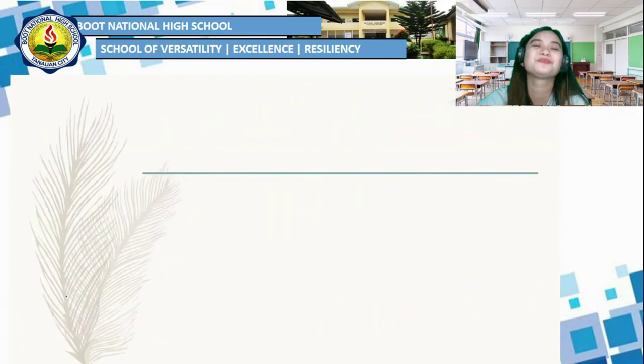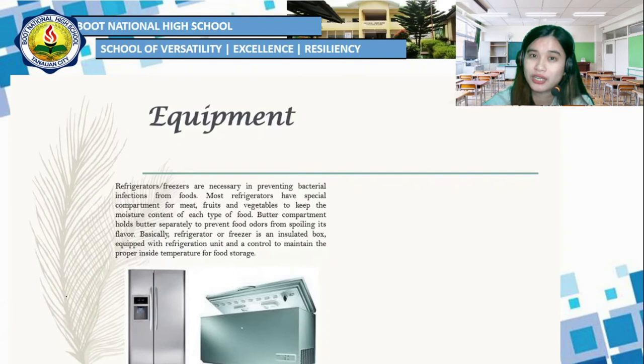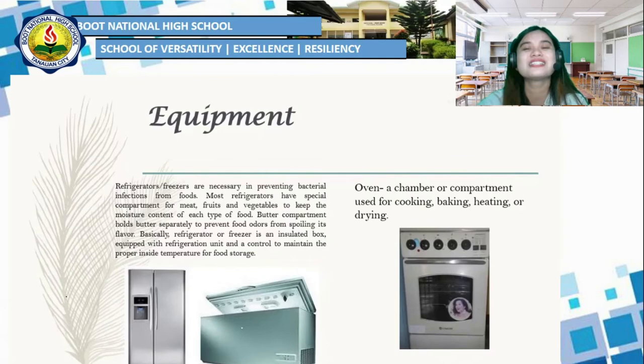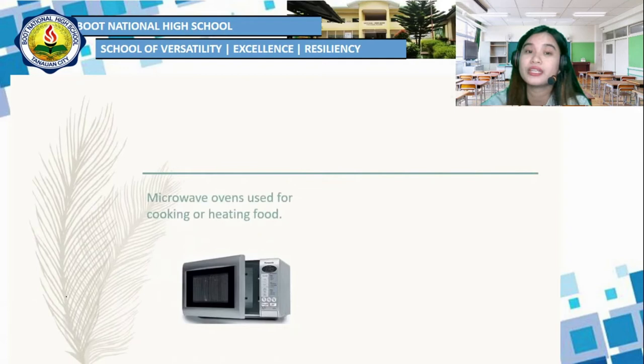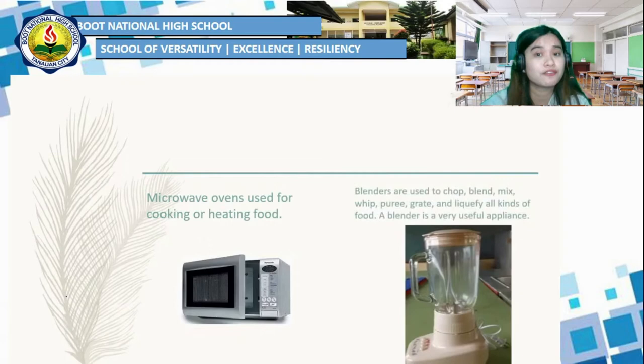And now let's go on with the equipment. The very common, we have the refrigerators. I don't need to explain that one. We also have the oven. So, kung saan nagbibake, we need the oven. And next, let's just have here the microwave oven used for heating, okay? So heating only is its purpose. And now let's have the blenders. So the blender is used to blend, of course.